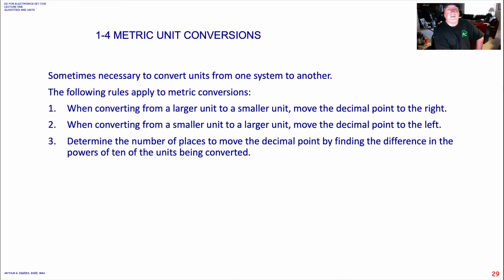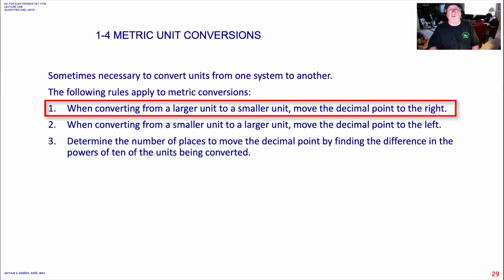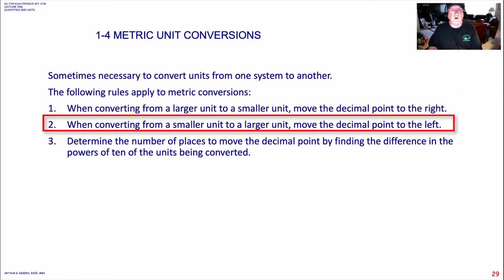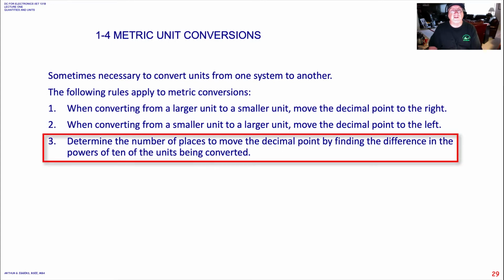So sometimes it's necessary to convert units from one system to another. The following rules apply to metric conversions. When converting from a larger unit to a smaller unit, move the decimal point to the right. When converting from a smaller unit to a larger unit, move the decimal point to the left. Determine the number of places to move the decimal point by finding the difference in the powers of 10 of the units being converted.